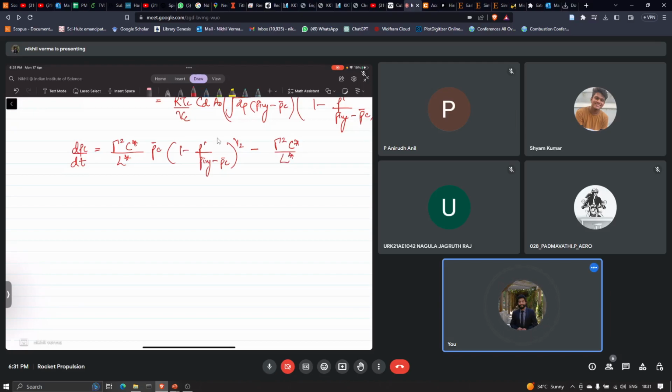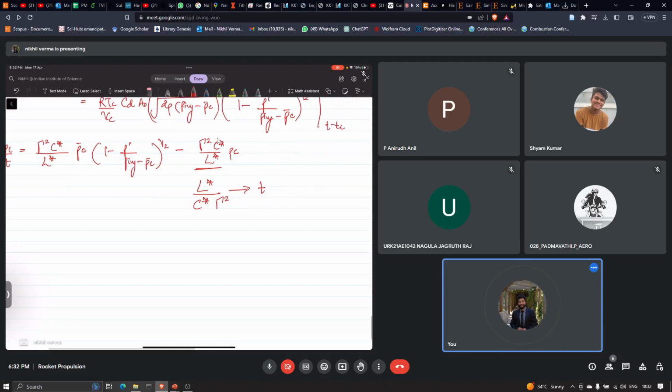L star, Pc. Okay, so this is what you will get. This term, L star by C star gamma square, has a unit of time. This can be written as T residence.